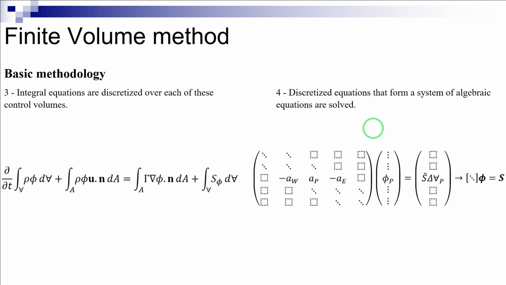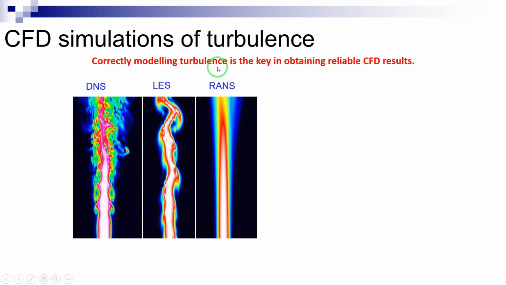CFD often uses 3 different methods for the solution of the Navier-Stokes equations for turbulent flows: direct numerical simulations, DNS, large eddy simulations, LES, and Reynolds average Navier-Stokes equations, RANS. Before I explain the difference between these methods, it is worthy to have a general idea of the degree of accuracy of these methods in the prediction of a turbulent jet, which is shown in the following picture.